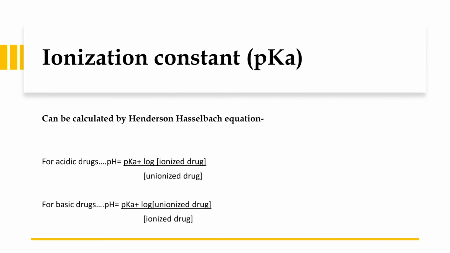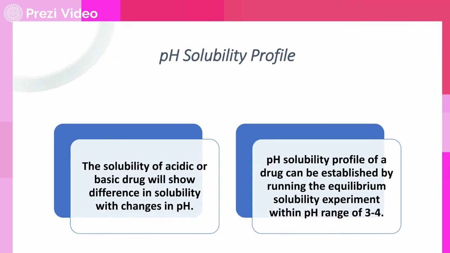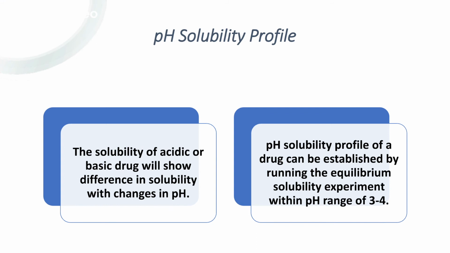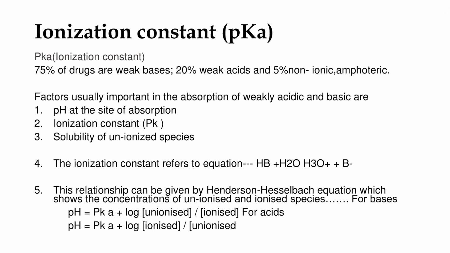Now, when we talk about the ionization constant for the pKa determination, we have to use the Henderson-Hasselbalch equation. This we have discussed in our earlier slides as well. Next, we move to pH solubility profiling. The solubility of an acidic or basic drug will show difference in solubility with the changes in pH. Similarly, the pH solubility profile of a drug can be established by running the equilibrium solubility experiment within the pH range of 3 to 4. Now, when we talk about the ionization constant pKa, 75% of the drugs are weak bases, whereas 20% of them are weak acids and 5% are non-ionic or amphoteric in nature.